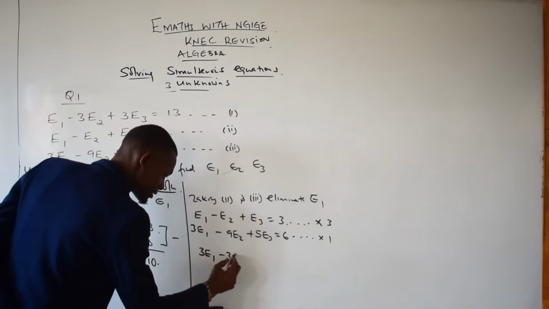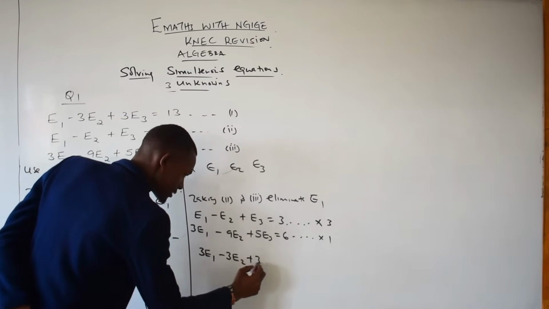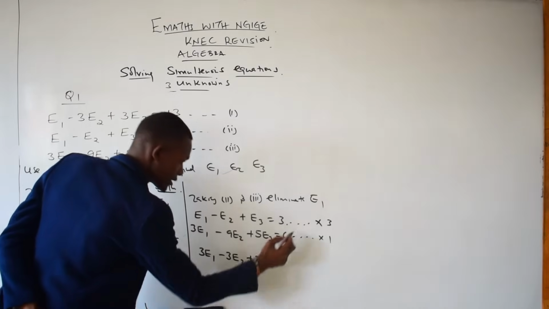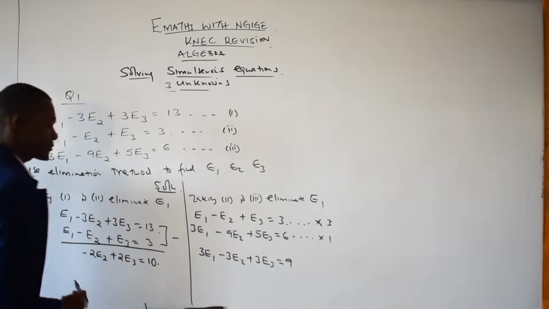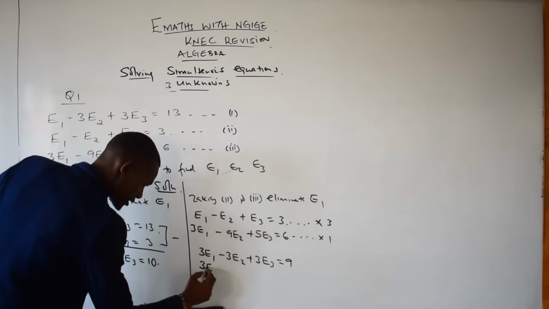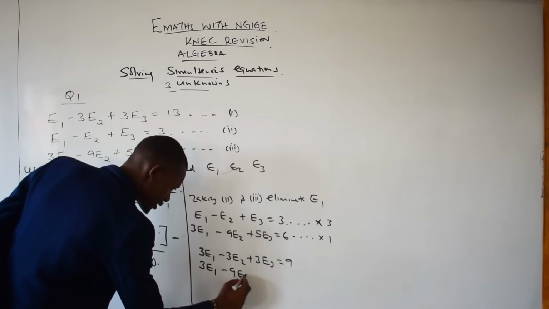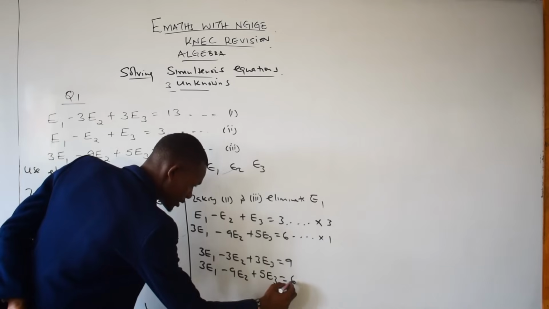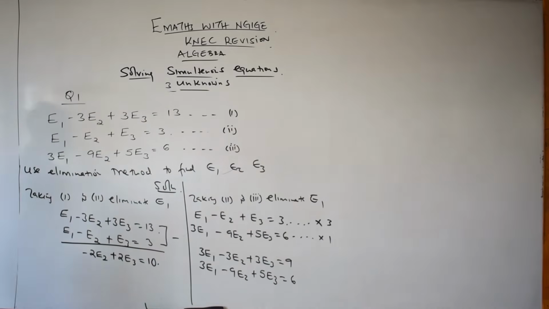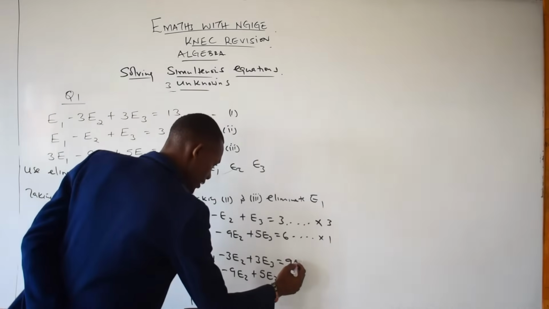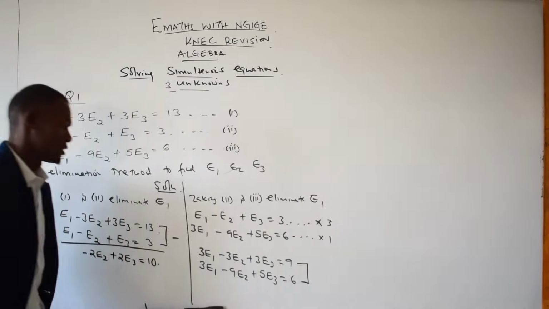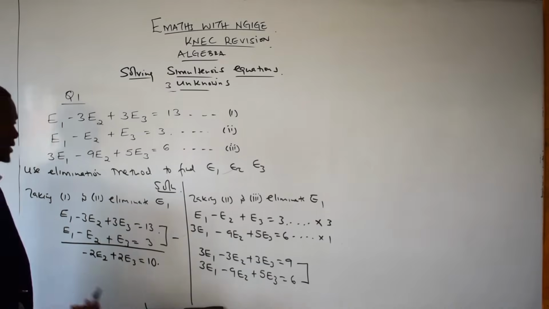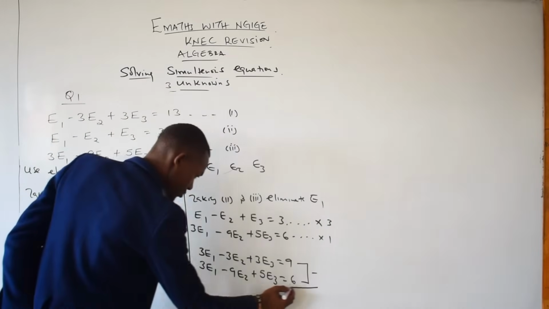So we shall have a new equation: 3E1 minus 3E2 plus 3E3, and 3 times 3 gives you 9. Then you have 3E1 minus 9E2 plus 5E3 gives you 6. Remember, we are multiplying by 1, so the equation remains the same. So again, we eliminate E1. For us to eliminate E1, we subtract the two equations.